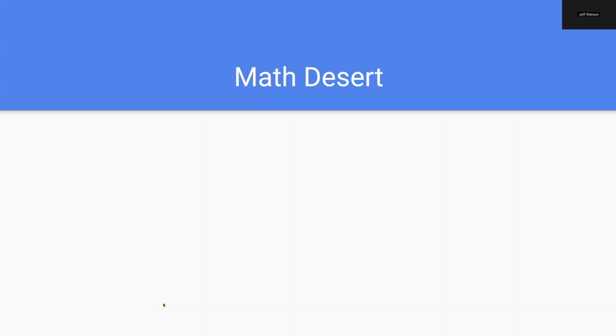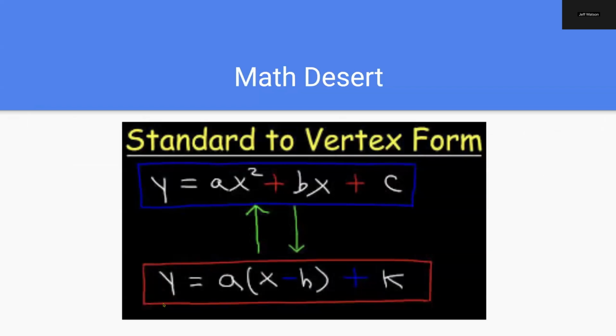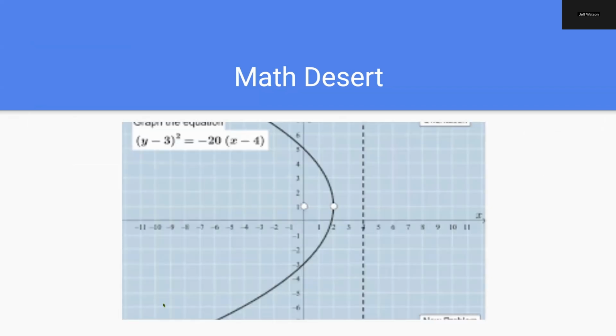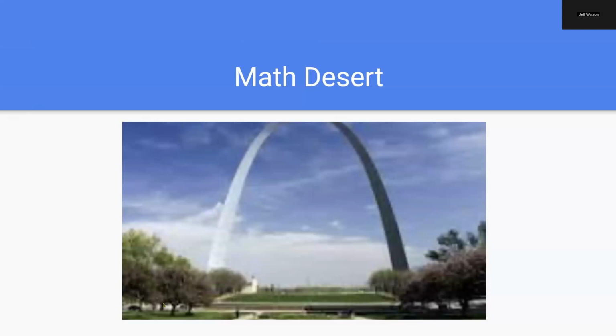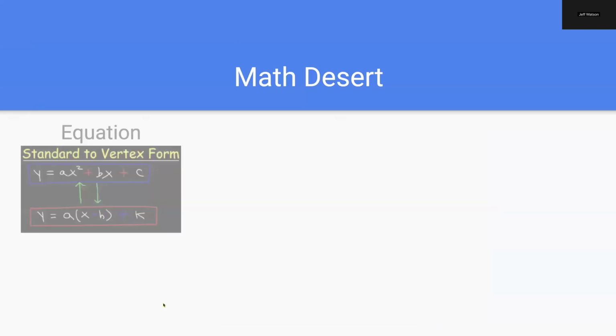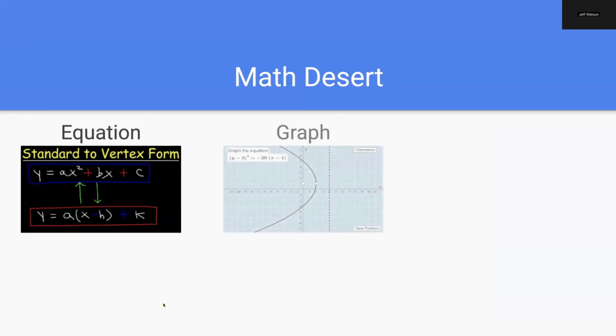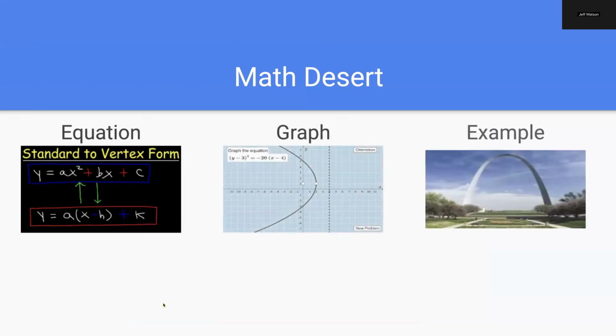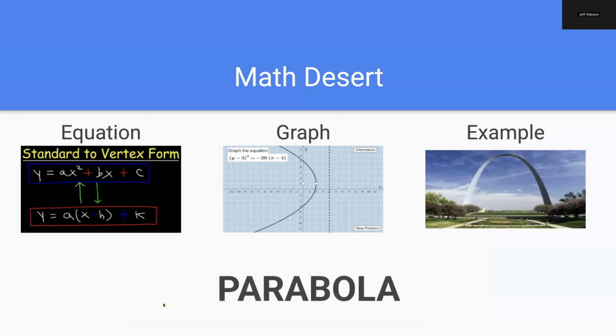So beginning with the math desert. Do you have any idea what this represents? If not, how about this? Or maybe you recognize this. So there's an equation, there is a graph, and there is an example. So what is this an example of? What is that equation of? And hopefully somebody comes up with it. We had various engineers in class and they got it. This is a parabola.